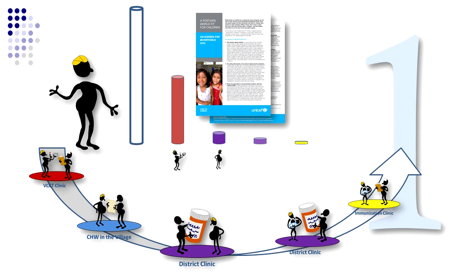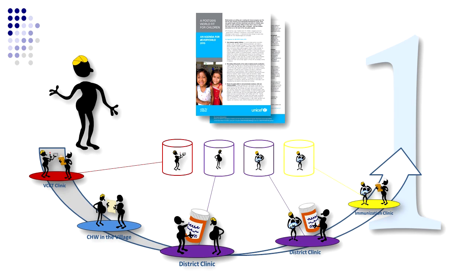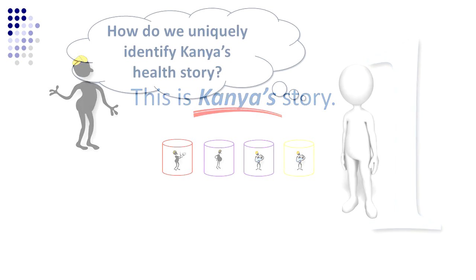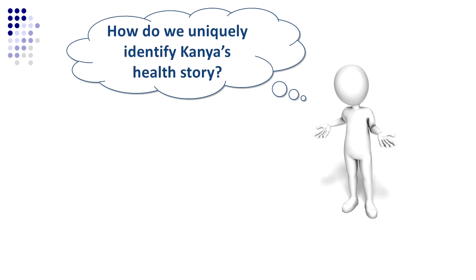We need to harness the data revolution to disaggregate our indicators. We need to invest in systems that enable us to track the progress of every individual child. And this leads us to the subject of video number 2. Across multiple databases of person-centric information, how do we uniquely identify Kanya's health story?